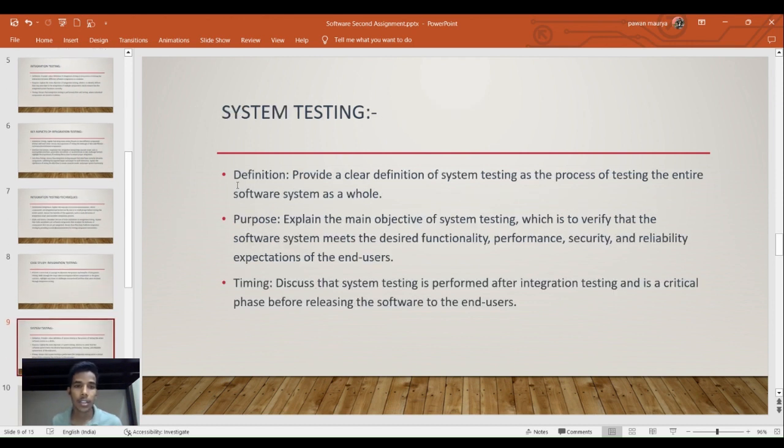System testing. Definition of system testing: provide a clear definition of system testing as the process of testing the entire system as a whole. Purpose of system testing: explain the main objective of system testing, which is to verify that the software meets the desired functionality, performance, security, and reliability expectations of the end users. Timing: discuss that system testing is performed after integration testing and is a critical phase before releasing the software to the end users.